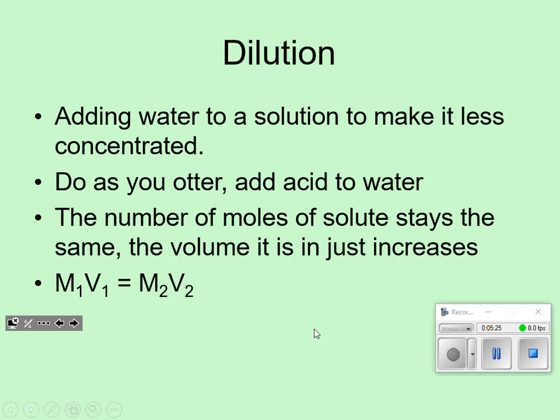Second bullet point, by the way, is in your safety contract. Maybe not that wording. But if you ever had to dilute a concentrated acid, you don't actually add the water to the acid. You add acid to water. Like, you add acid to water.